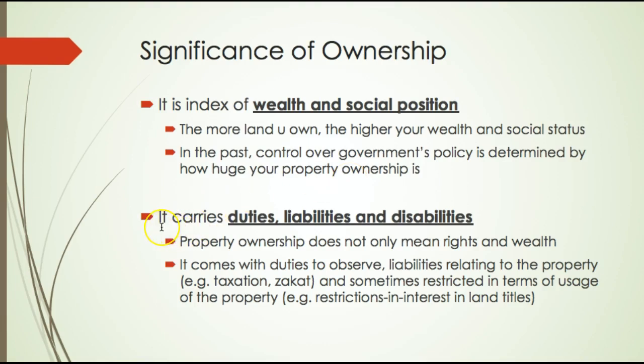Another significance of ownership is that property comes not only with means, rights and wealth, it also carries duties, liabilities, and disabilities. What does it mean here? It comes with duties to observe, for example, things you have to do in relation to your property. Liabilities relating to the property, for example, payment of taxation and zakat, and sometimes restrictions in terms of usage of the property. You're disabled, you're unable to do something in relation to your property, for example, the restrictions in interest in land titles. You're not allowed to do certain things, or you can only use this land for the purpose of plantation or for the purpose of building a construction, for example.